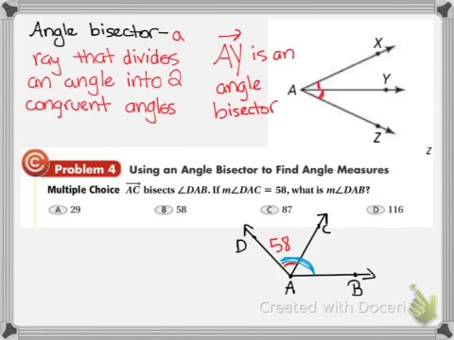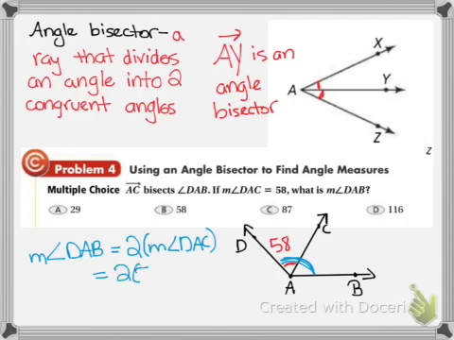Well, if AC is an angle bisector, that means that the measure of angle DAB is simply 2 times the measure of angle DAC. So then DAB is 2 times 58, which is 116. So that angle is 116 degrees. Then I can go and bubble that in there.